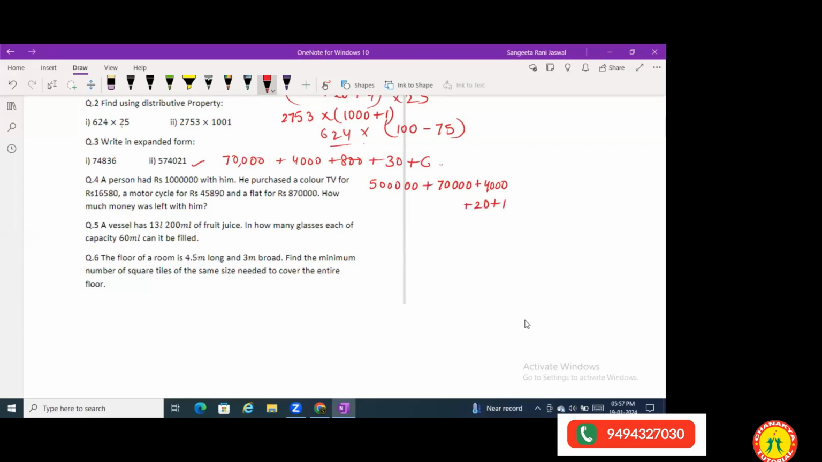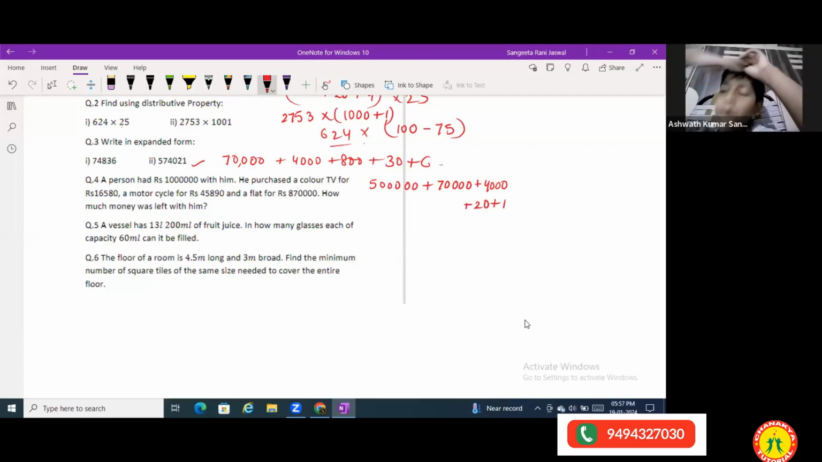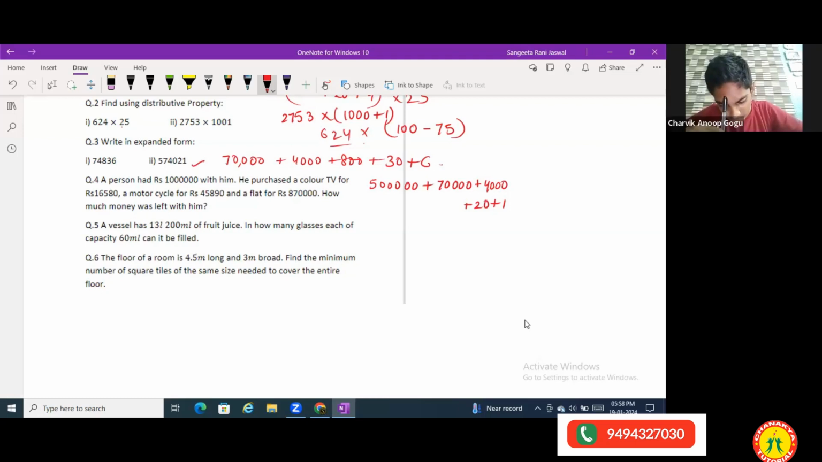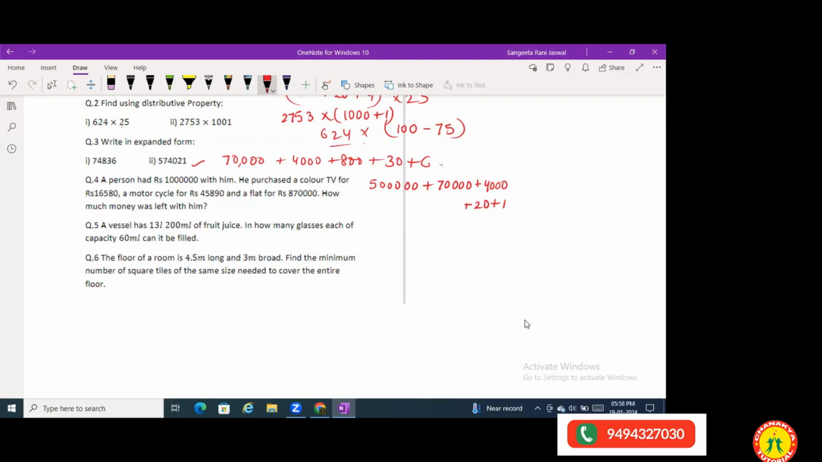A person had rupees. How much is this? Ma'am, 10 lakh. Yes, 10 lakh with him. He purchased a color TV for this much, a motorcycle for this much, and a flat for 16,580. Then how much money was left with him? So you have to add up all this and subtract from the total amount which he had. So that was your answer, what you got.